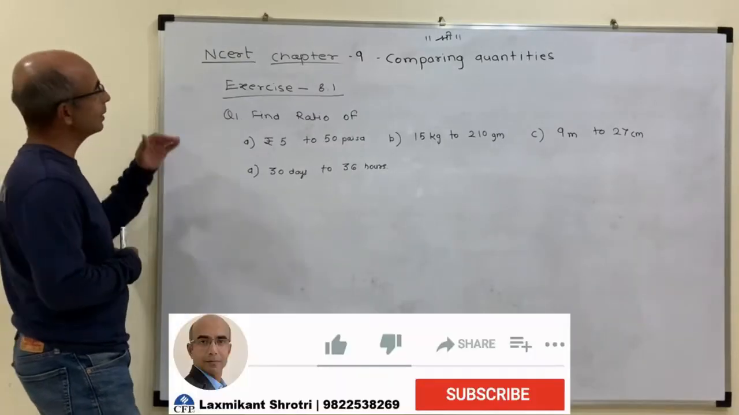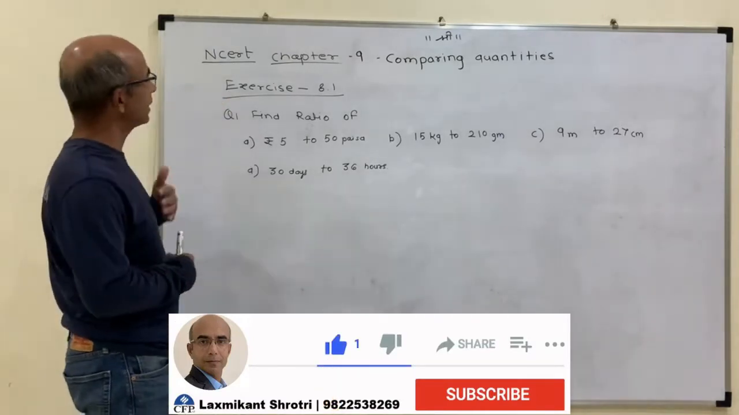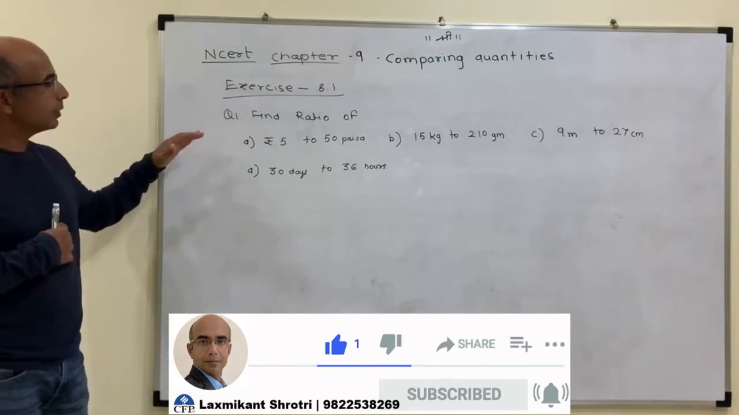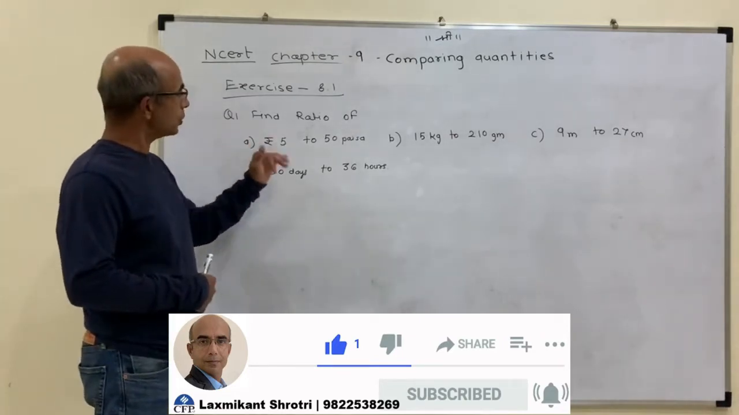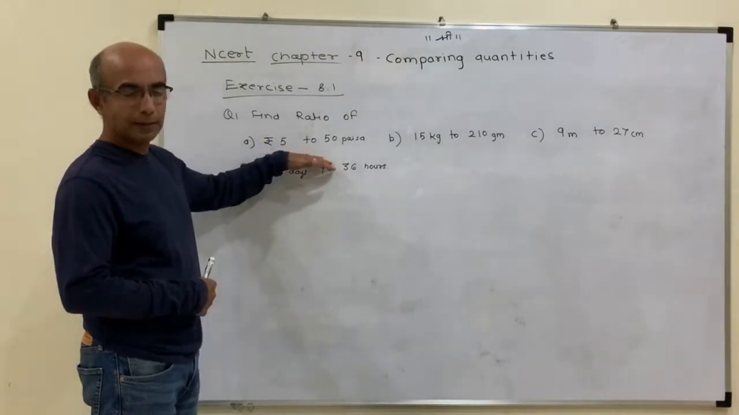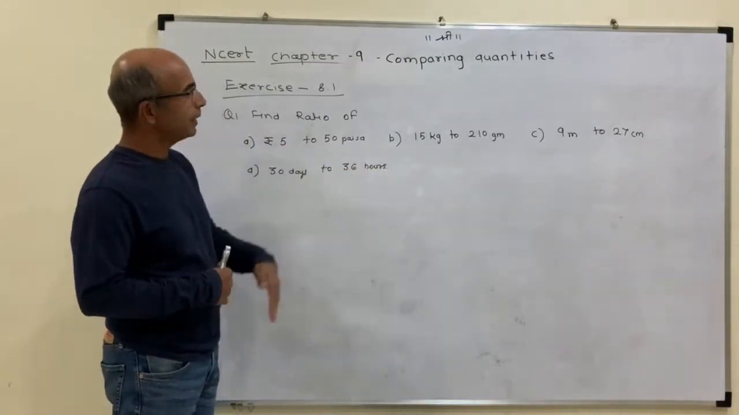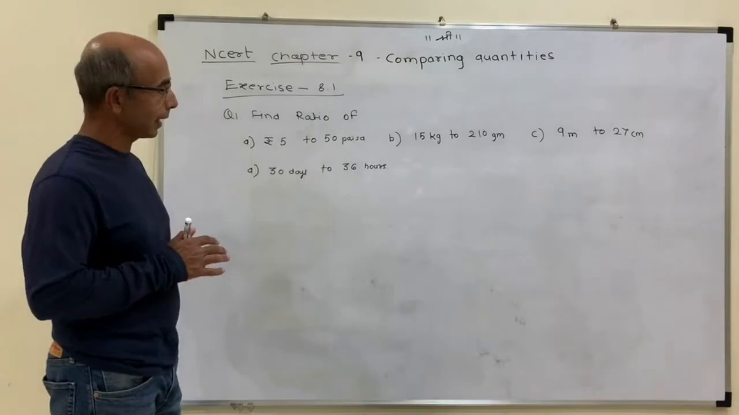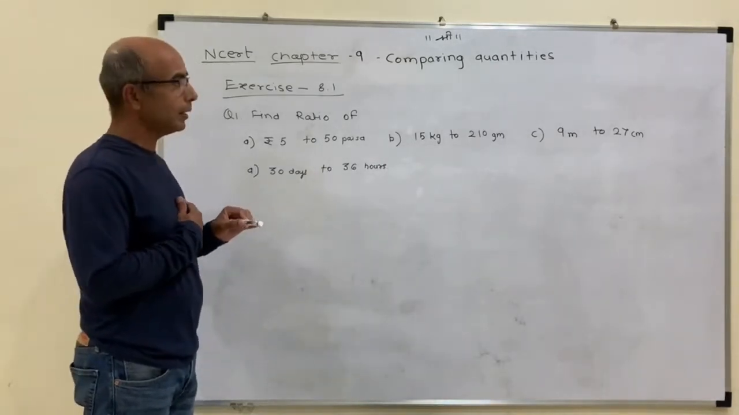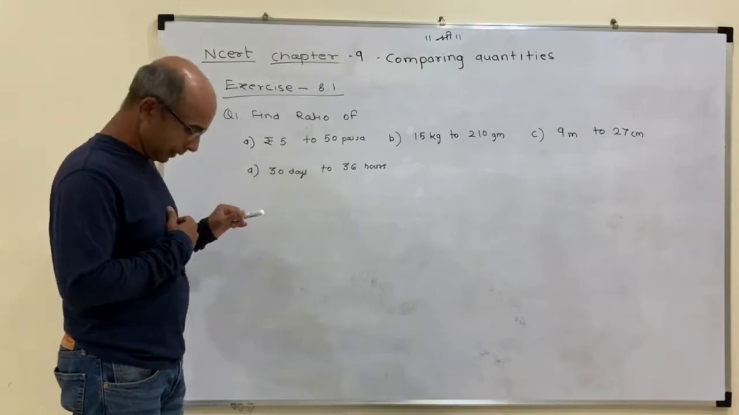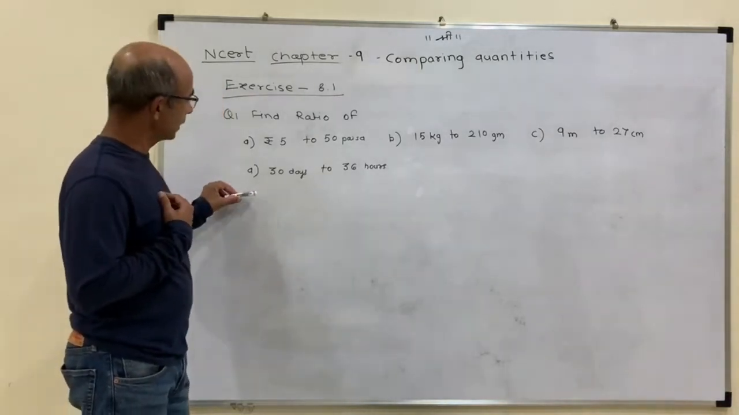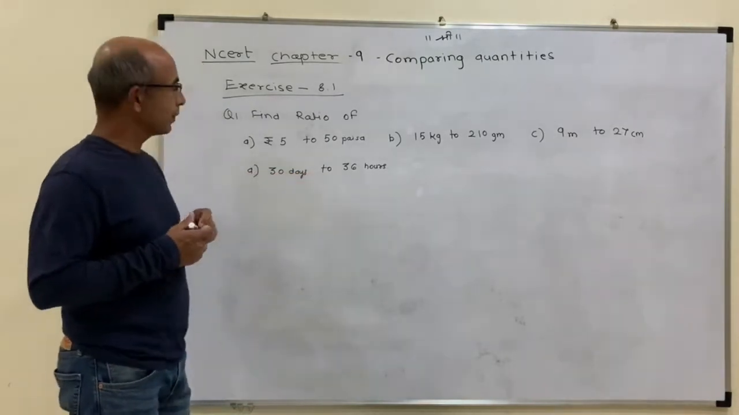Today we will be solving exercise number 8.1. See question number 1. Find the ratios of A, 5 rupees to 550 paisa; B, 15 kg to 210 grams; C, 9 meters to 27 centimeters; and then D, 30 days to 36 hours.